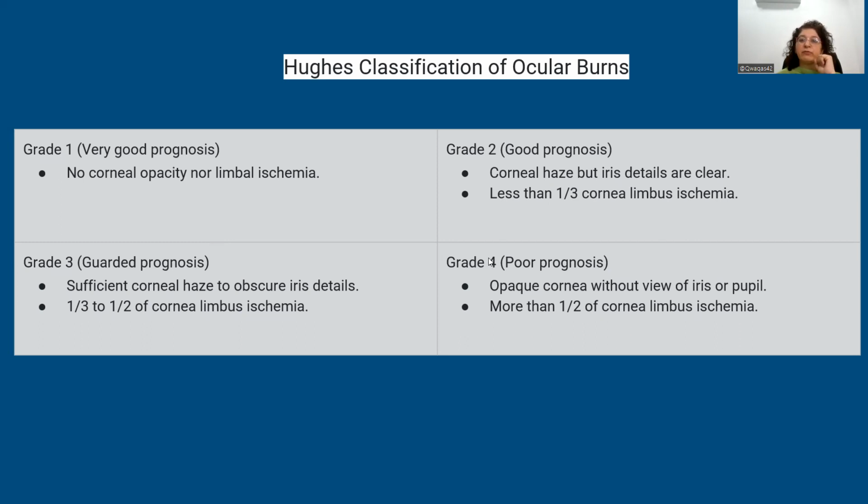And unfortunately, grade 4 injuries are the most severe and have a very guarded or poor prognosis. The cornea is usually completely opaque. You cannot see the details of the iris or the pupil. And half or more than half of the cornea has undergone ischemia.